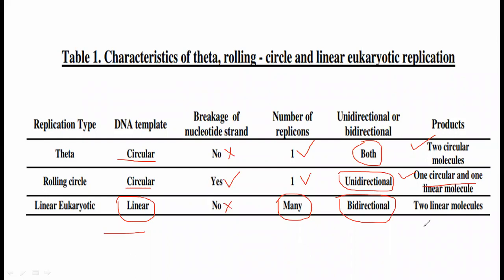And in linear one, you have two chromosomes. You have two linear molecules. So this is the differentiation between the three different kinds of replication models.